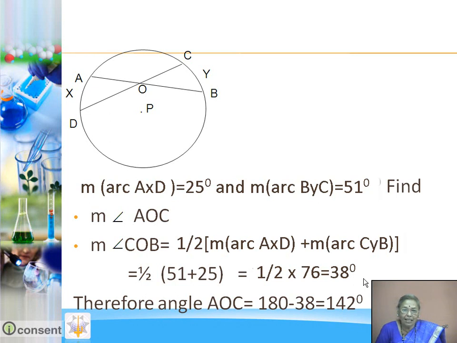Now this angle is formed by the intersection of 2 chords. Therefore, the measure of this angle is equal to half the sum of the arcs formed by these angles. Substitute the values. Then you will get that the measure of angle COB will be equal to 38 degrees.